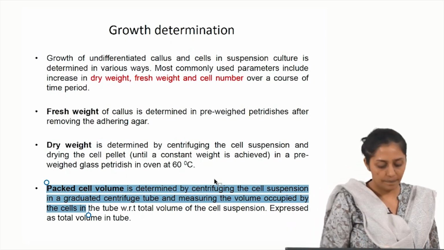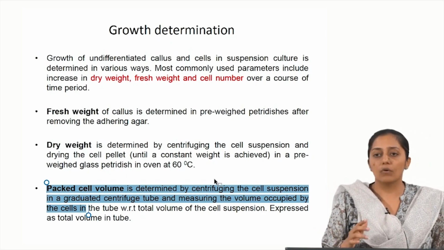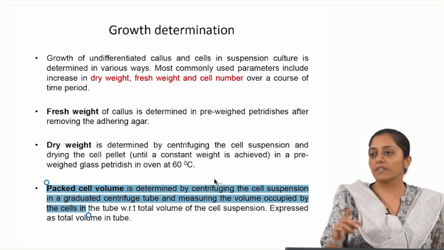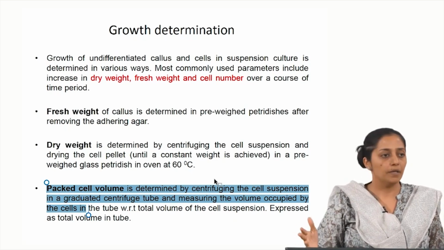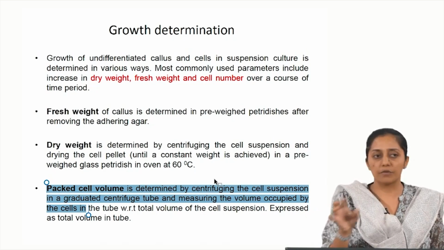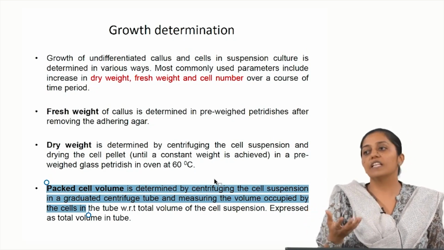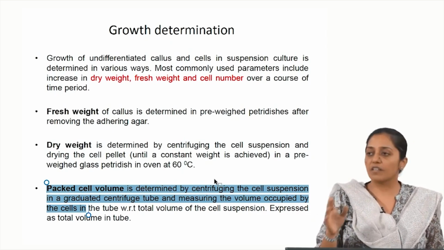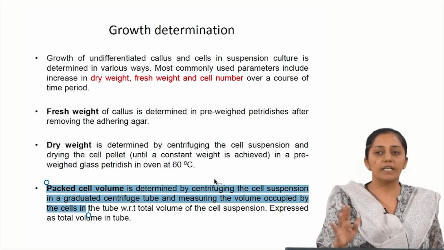Now, what else? Fresh weight to dry weight, which is called the growth index. Growth index is another parameter which is used when you measure the growth of the callus. You calculate the final fresh weight minus the initial fresh weight, which means the amount of fresh weight which has increased, divided by the initial fresh weight which was there. So, this ratio is called the growth index and gives you an indication of how much growth has happened.